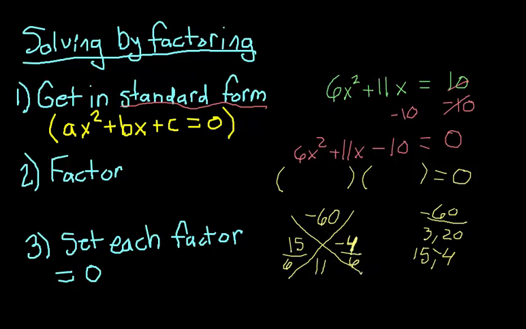And let me use a different color here to simplify. If I simplify this fraction, 3 can go into both of those, so I get 5 over 3. And then if I simplify this, I get negative 2 over 3. And now, so again, I've multiplied a times c to put that here. I put the middle term here. I figure out what multiplies to give me negative 60 and adds to give me 11, which in this case is 15 and negative 4. And then I divide those by the leading number and simplify the fraction. So I did that.